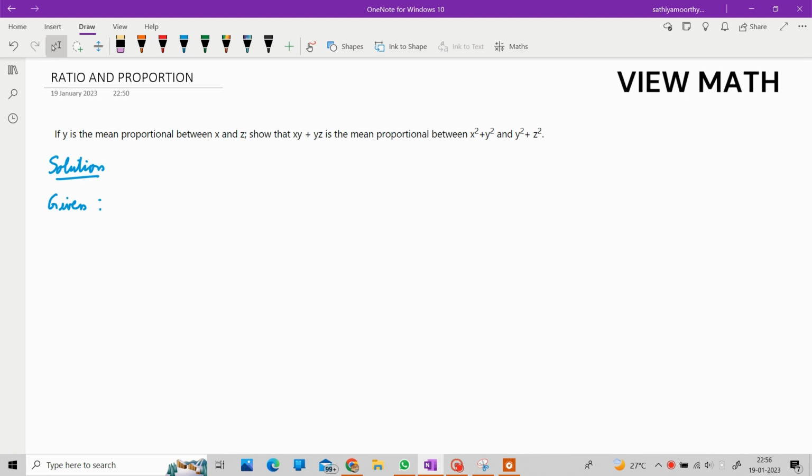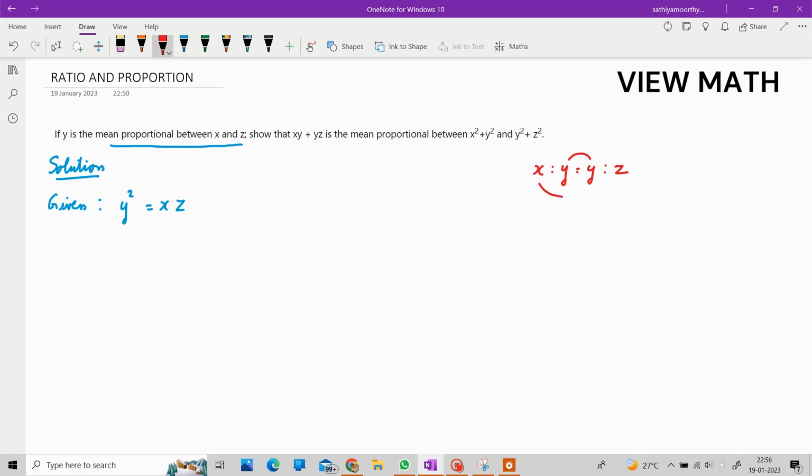So y is a mean proportional between x and z, they have given. That means y square is equal to xz. How I'm getting this is, we know that if it is a mean proportional, then I'll be writing it as x is to y is equal to y is to z. That is, x, y, z are in continued proportion.